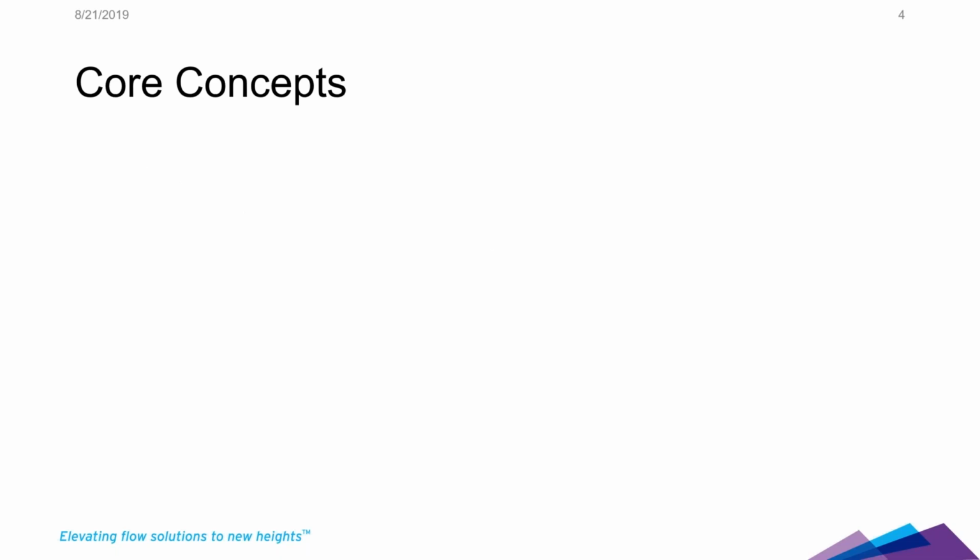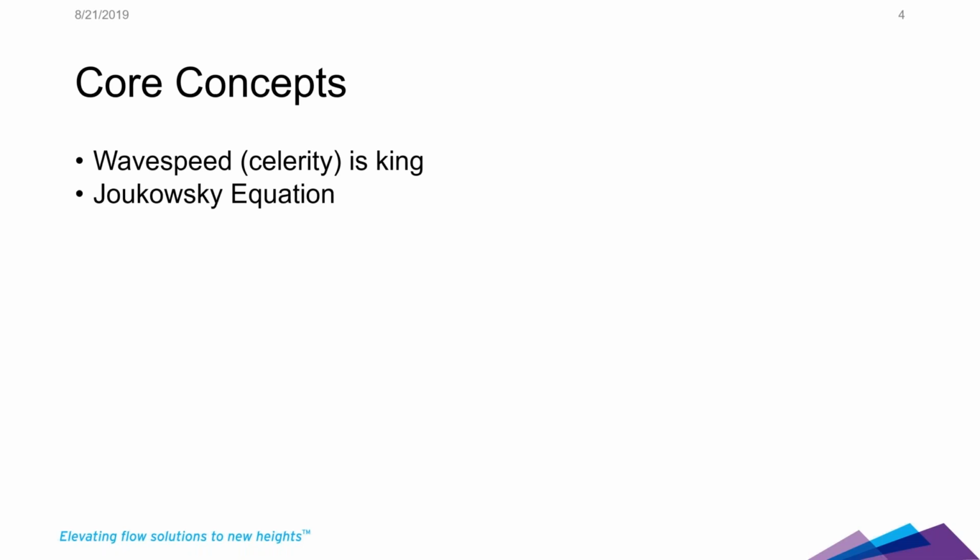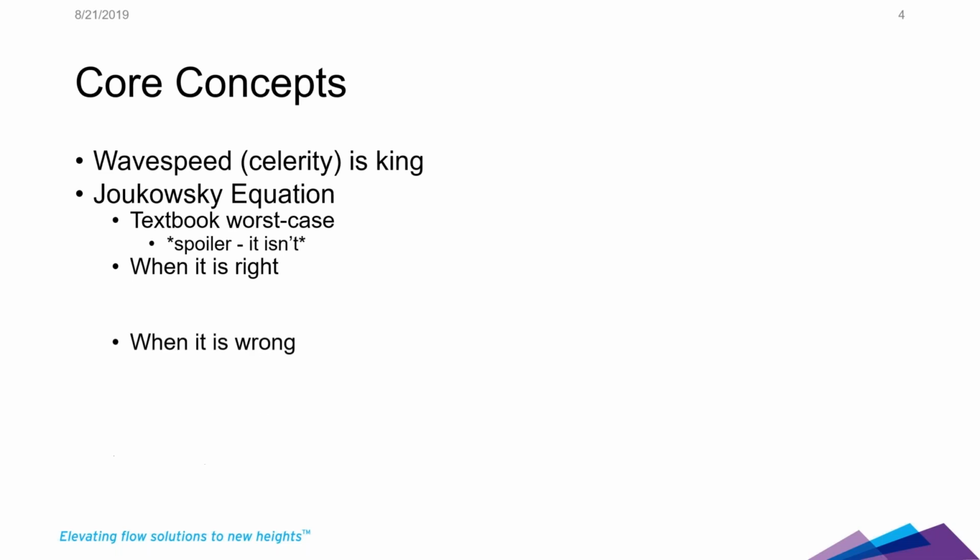So, some of the core concepts. Wave speed is king. Wave speed is oftentimes called celerity. We're going to talk about the Joukowsky equation, oftentimes referred to as the textbook worst case. You'll look at some engineering reference manuals that aren't specialized in surge analysis, and they'll say, oh, just do the Joukowsky equation, the instantaneous Waterhammer equation, you're set. That's the worst pressure you're ever going to see. Spoiler alert, that isn't the worst case. We're going to talk about when it's right, when it's wrong.